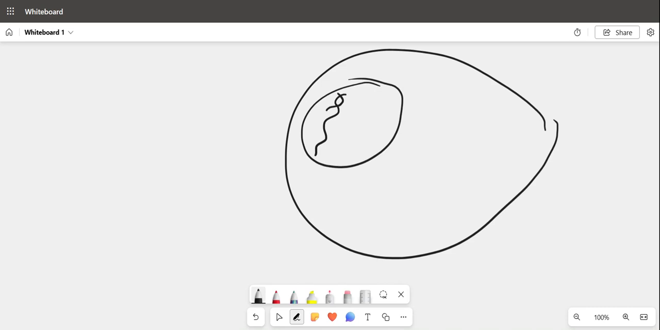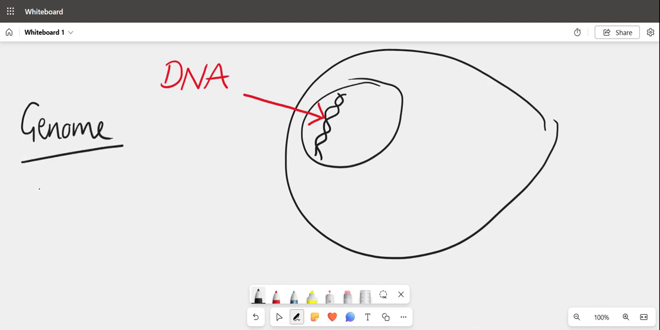Now I'm going to draw your DNA as one double helix. We know that in actual fact it's more than one piece. It's actually 46 chromosomes, but we simplify it as this one double helix here. So this is your DNA. Now your DNA is what we call your genome. Okay, and your genome has a few features that you need to know.